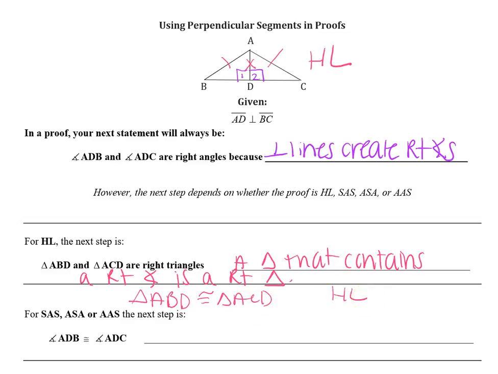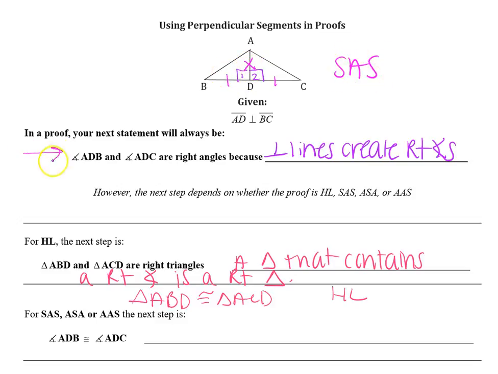But, okay, now here's where people get confused. What if I change up my givens and I say that this side is still congruent, but maybe now I have these two sides congruent? Now I have two legs here, so that's nothing. But I do now have side, angle, side.